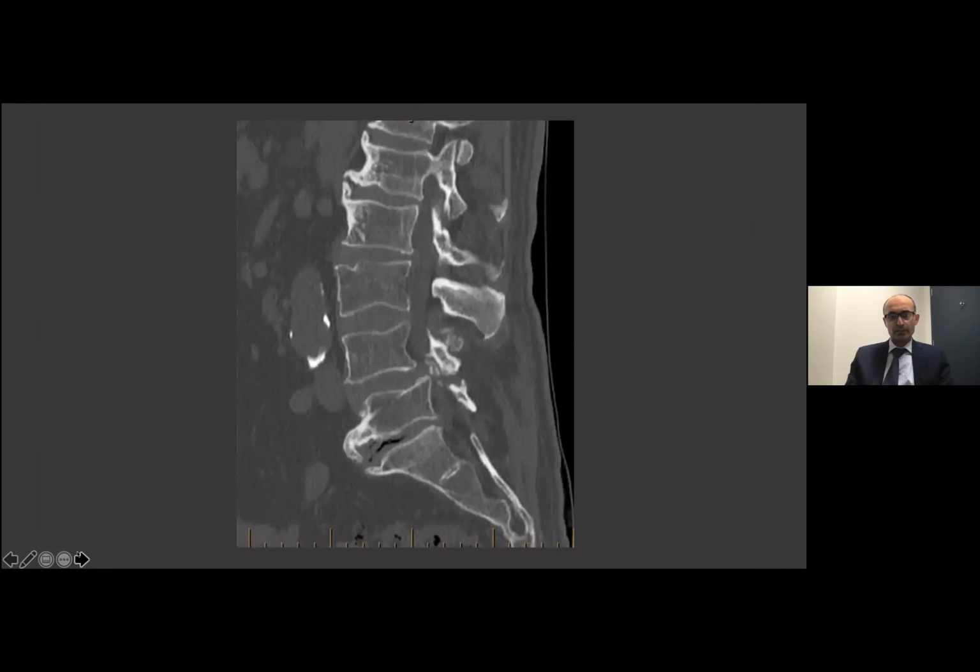Another example of a CT scan with vacuum changes in the disc shows this disc is still mobile and active and is really degenerative with this anterior osteophyte. Multi-level disc degenerative changes.